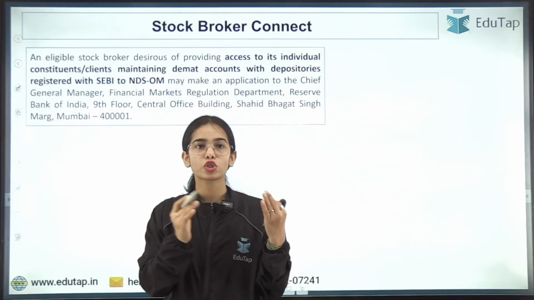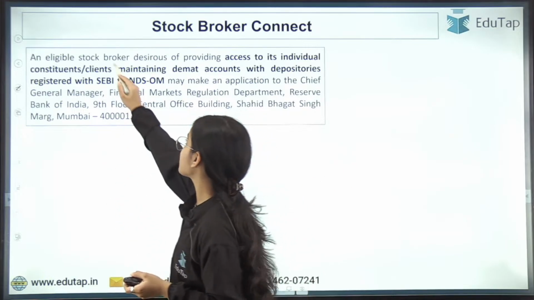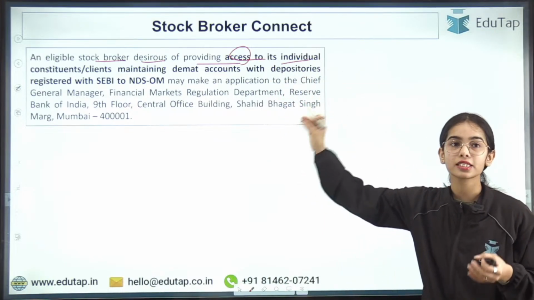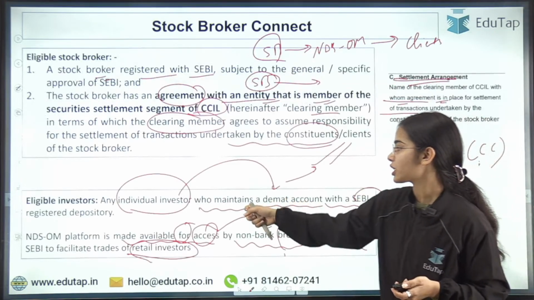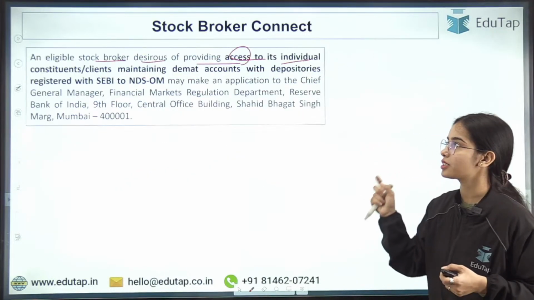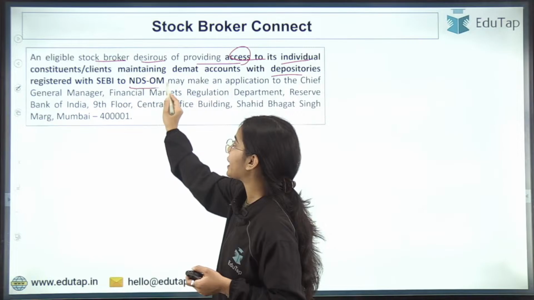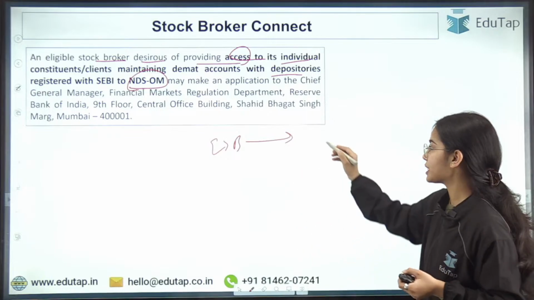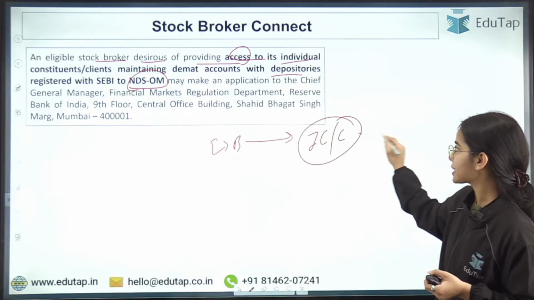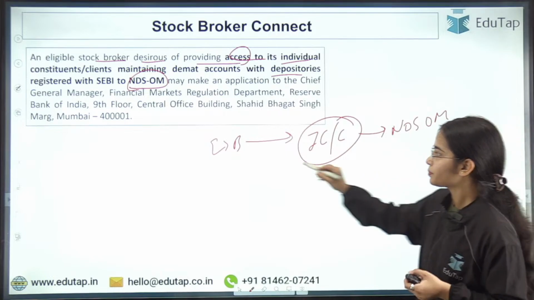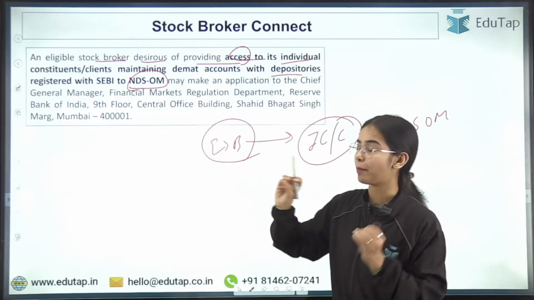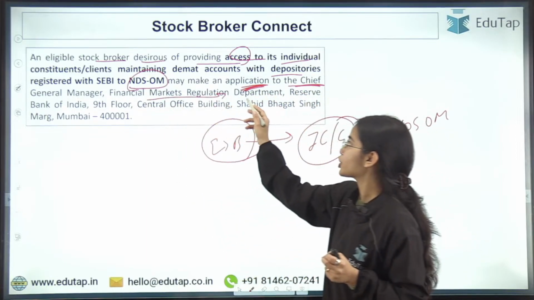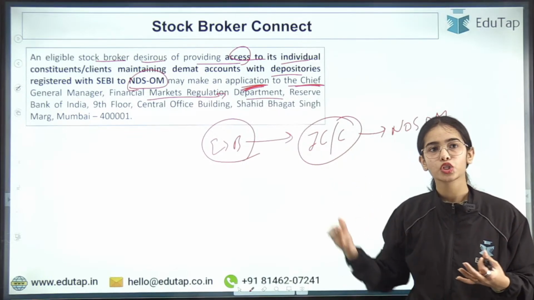So now an eligible stockbroker, as per the eligibility criteria, that desires to provide access to NDS-OM to its individual clients maintaining a demat account with a SEBI registered depository. If the eligible stockbroker wants to provide its individual clients or constituents access to the NDS-OM platform, the eligible stockbroker may make an application. They have to send an application to the Chief General Manager of the Financial Market Regulation Department of the Reserve Bank of India. Okay, so they will get the access.